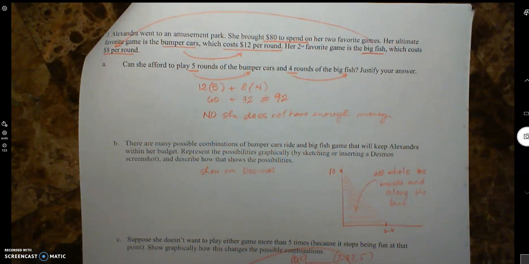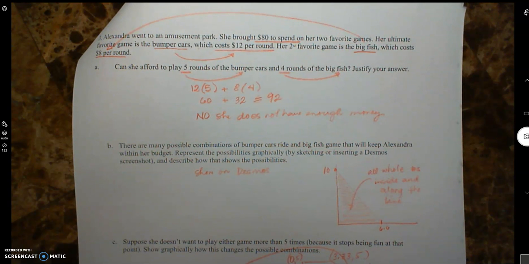Question number 3. Alexandra went to an amusement park. She brought $80 to spend on her two favorite games. Her ultimate favorite game is the bumper cars, which cost $12 per round. Her second favorite game is the big fish, which cost $8 per round. Question A. Can she afford to play 5 rounds of the bumper cars and 4 rounds of the big fish?